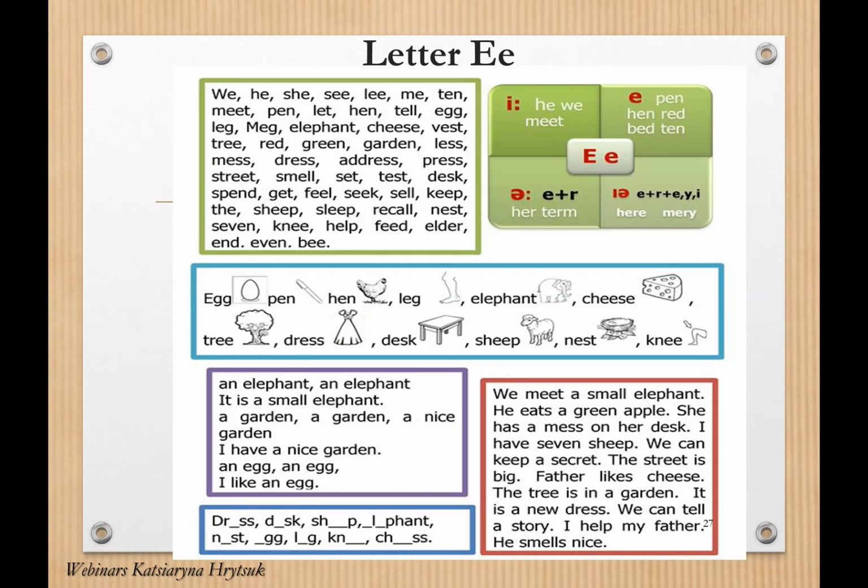I have 7 sheep. We can keep a secret. The street is big. Father likes cheese. The tree is in a garden. Garden, A-R, it's R, garden. It is a new dress. We can tell a story. I help my father. He smells nice. Yes, he smells nice.